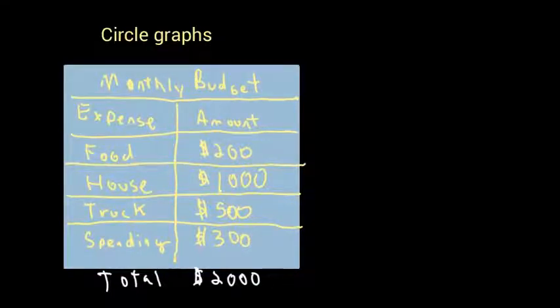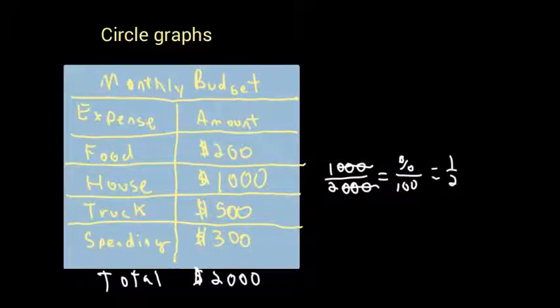So I'm going to start with the house. So the house would be 1000 over my total of 2000 equals my percent over 100. And remember that you can use fractions, decimals, or percents. We've been over how to convert those. So if I look at this fraction, all those zeros are just going to cancel each other out. So I'm left with 1/2. Well, half of 100 is 50%. So this is going to equal 1/2, which equals 50%. So half of my circle is going to be taken up by the house.